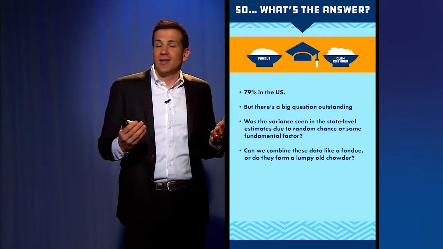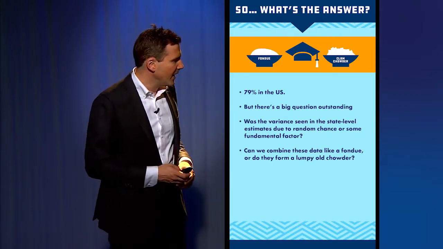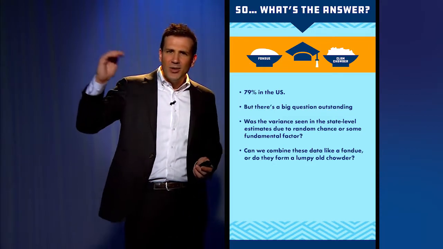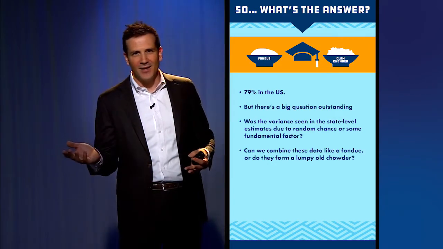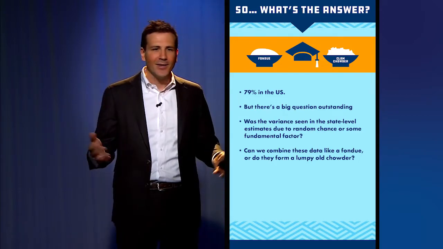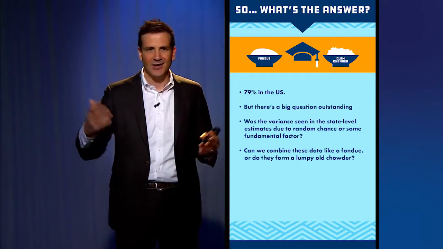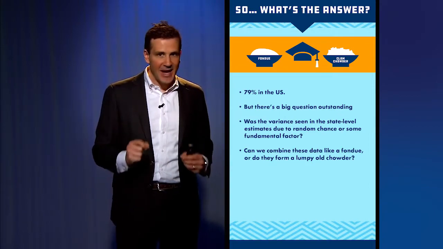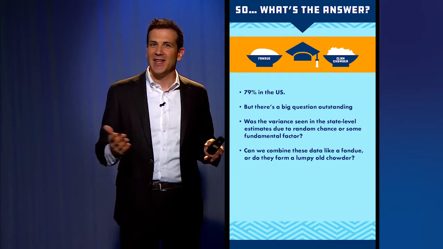So what's the answer? Well, if you do this weighted average, 79% is the high school graduation rate in the US. But there's still a really big question outstanding. The numbers in the states were different. They weren't all 79%. Some were higher than that and some were lower. And so you might wonder, are they higher or lower just because of random fluctuation? You just happen to pick people out of a hat and you got 81% instead of 79%. Or are they higher or lower because of systematic differences in what is happening within that state? You can see why that's an important thing to understand, right?